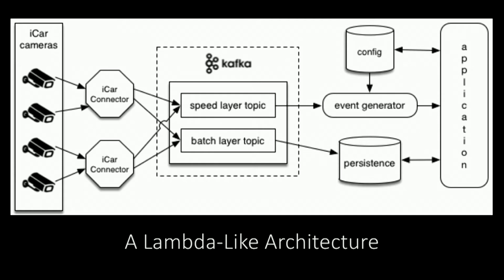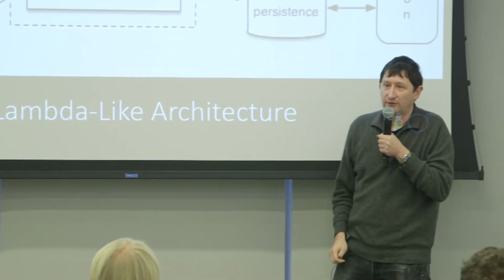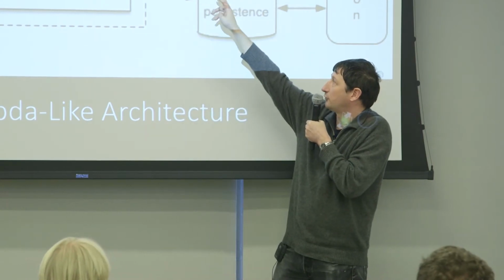So the idea was to have something like a lambda architecture, with a speed layer and a batch layer. The main reason for that was to deal with network problems. When a camera is disconnected from the network, and it happens all the time, we wanted to be able to, first of all, when a camera is okay and just sending messages, process these messages as fast as possible, and that's the role of the speed layer.